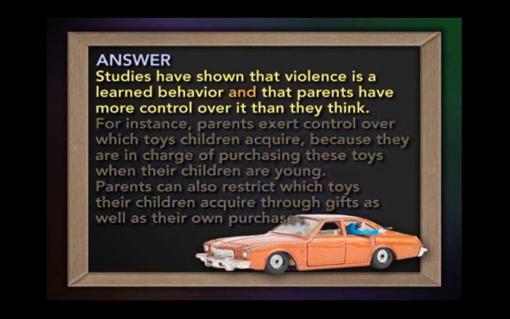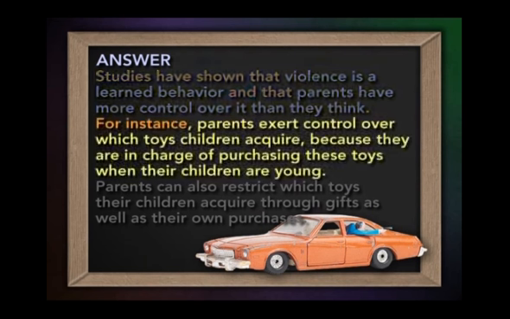I used "and" to link ideas. I linked violence as a learned behavior with parents have more control over it than they think. I linked those two because they belong together. I used "for instance" to show an example there. And my example is parents exert control over which toys children acquire.